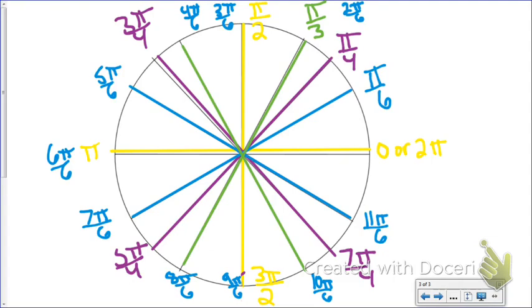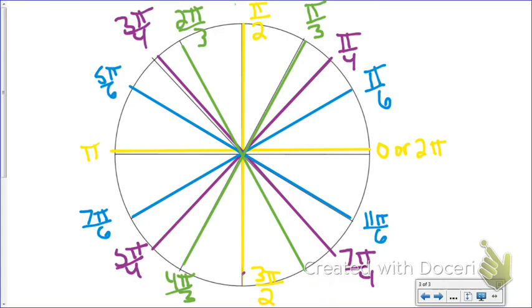So what I'm going to go back and do now is simplify all of these. I have 2 pi over 6 reduces to pi over 3. 3 pi over 6 reduces to pi over 2. 4 pi over 6 I'm going to reduce to 2 pi over 3. 5 pi over 6 doesn't reduce. 6 pi over 6 does. 7 pi over 6 doesn't. 8 pi over 6 reduces. That's 4 pi over 3. 9 pi over 6 reduces to something you already have. 10 pi over 6 reduces. And then I have 11 pi over 6.